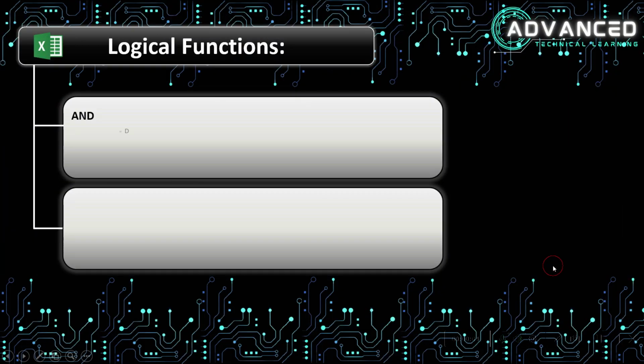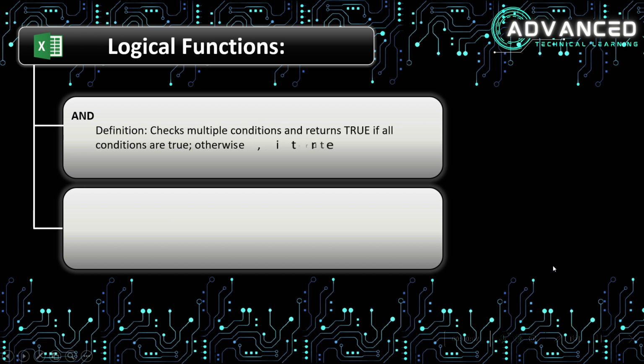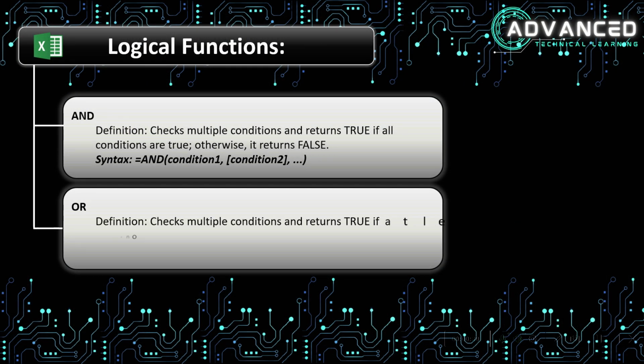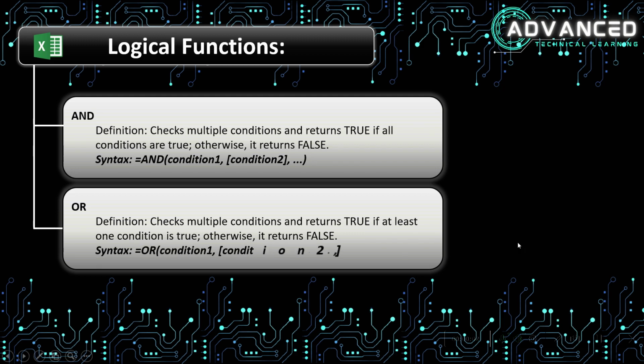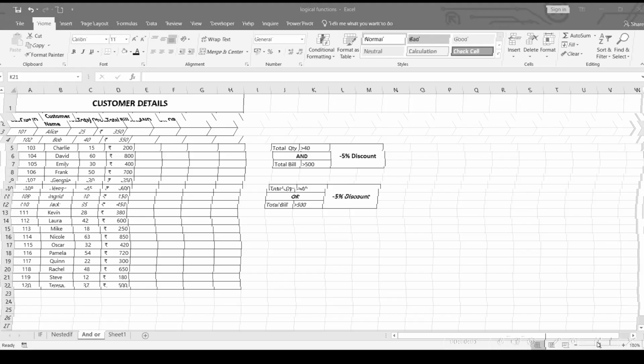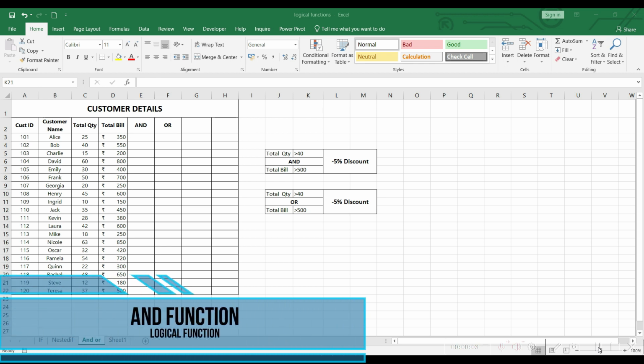AND function. AND function is used to check multiple conditions and return true if all conditions are true, otherwise it returns false. Here is the syntax for AND function. OR function. OR function is used to check multiple conditions and return true if at least one condition is true, otherwise it returns false. Here is the syntax for OR function. So let's see how to perform AND and OR function in the Excel workbook.